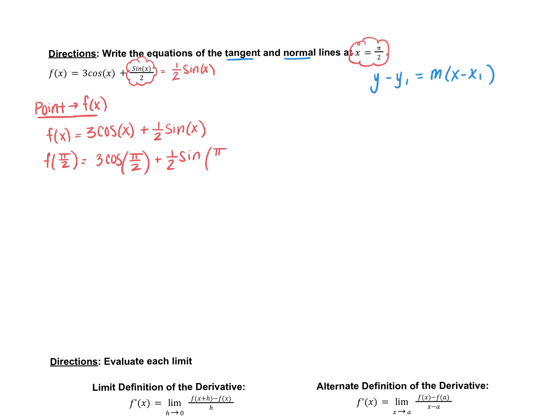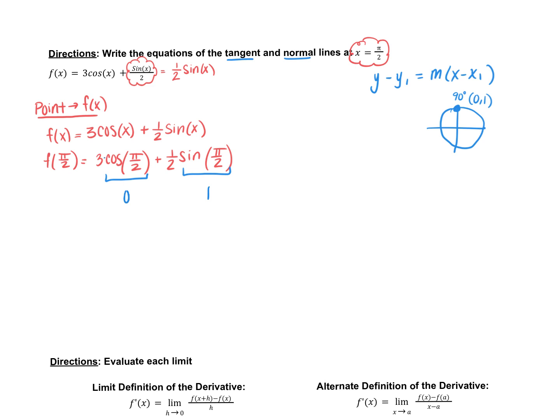Now, pi over 2 should be ringing a bell. We should be knowing that that is our unit circle. So my unit circle at pi over 2 up here is 90 degrees. That is the point 0, 1. So cosine of pi over 2 is the x value, and sine of pi over 2 is the y value. So the x value there is 0, and the y value there is 1.